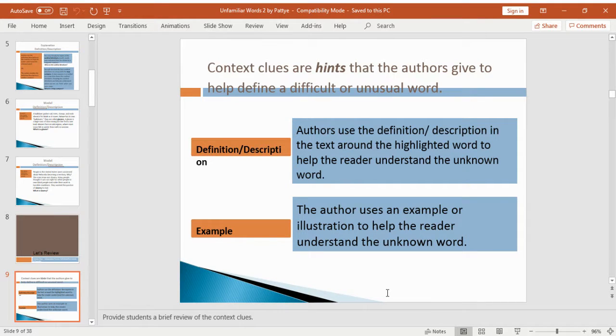They can use it through a definition or a description in a sentence. Authors use the definition or a description in the text around the highlighted word to help the reader understand the unknown word. The author uses an example of illustrations to help the reader understand the unknown word.